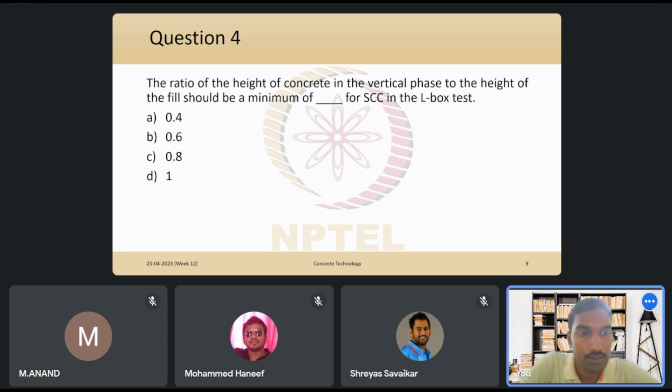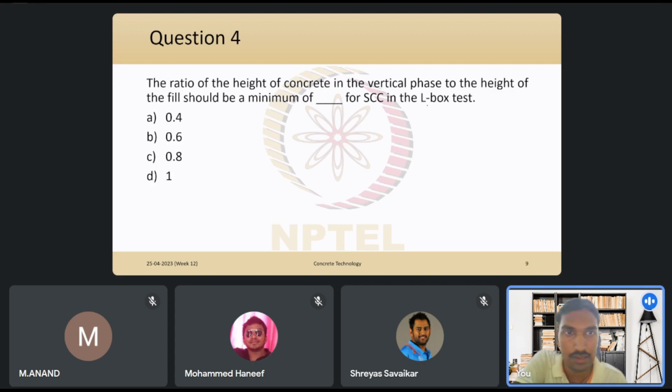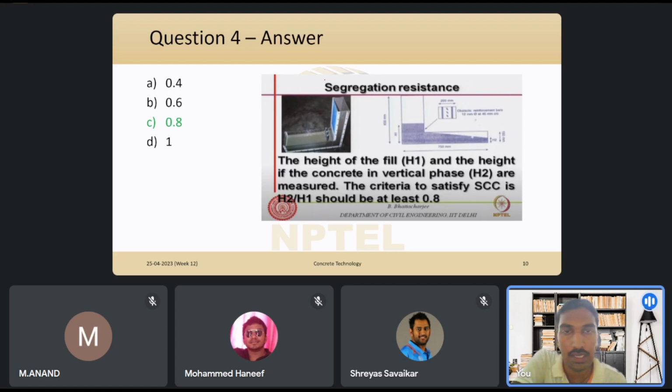All right, let's take a look at the right option. The right answer is option C. It should be a minimum of 0.8. So what is this test? This is the L box test. What does this L box test for? It is for measuring the segregation resistance of your self-compacting concrete.